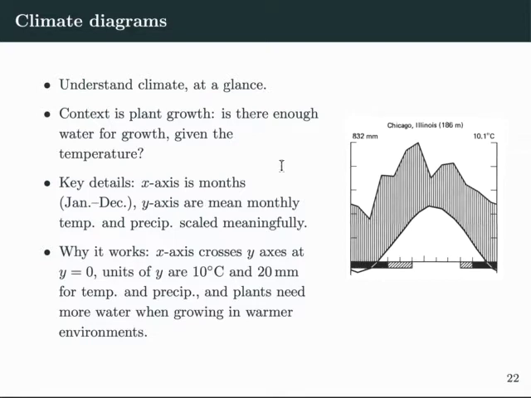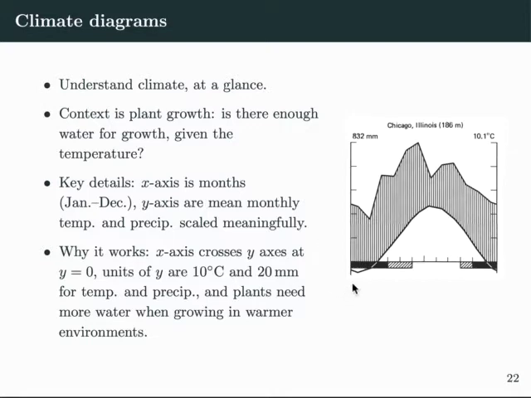So the context here, what I see when I look at this graph, is the capacity of this area of southern Illinois to support plant growth. That's what all these vertical shaded areas are. That's telling me that this is good for plant growth. So let's walk through the elements of this climate diagram.